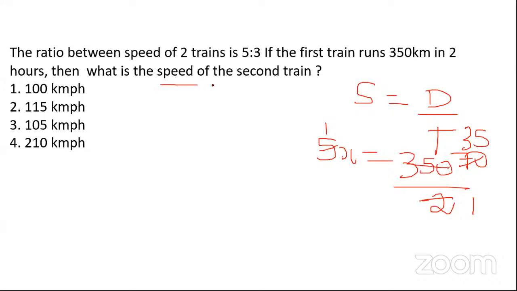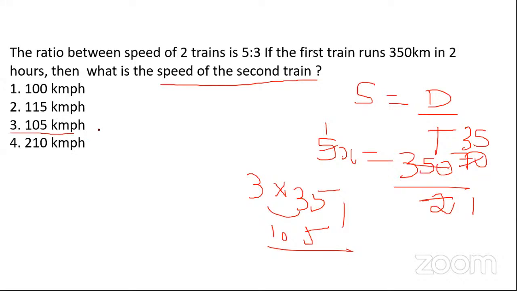They're asking about the speed of the second train. The second is 3x, so 3 into 35. If you multiply, 3 fives are 15, carry 1; 3 threes are 9, plus 1, 10. So the answer is 105. Option 3. Clear? So have a glance at the solution. Any doubts, you can comment in the chat.